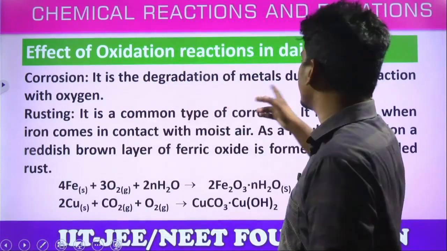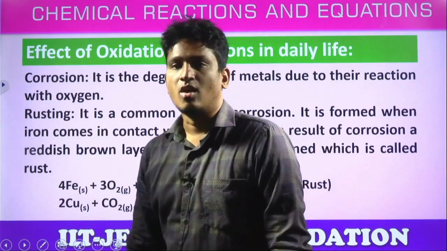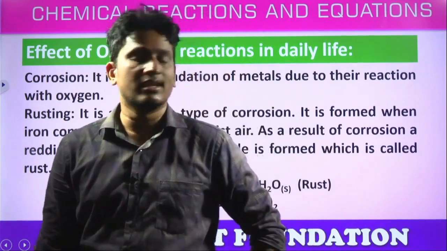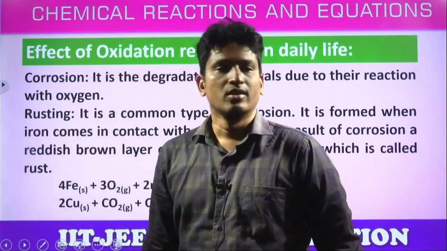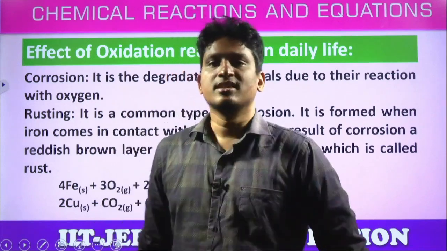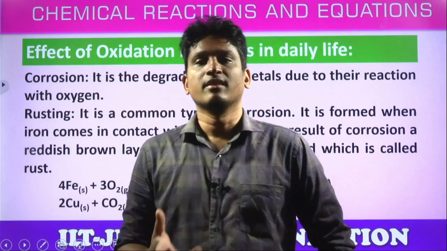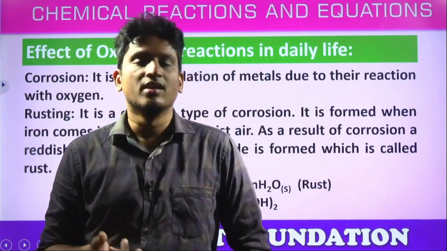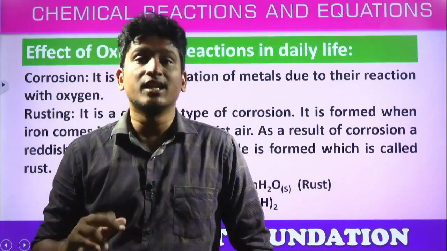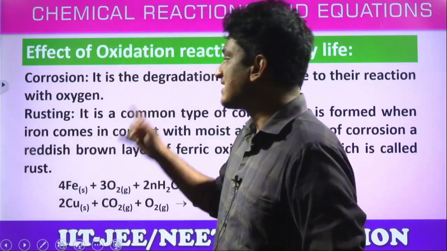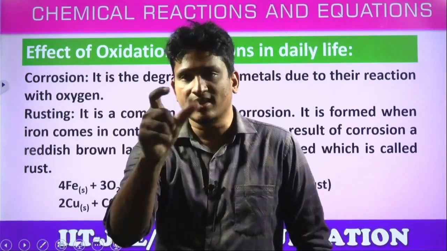Corrosion is a degradation of metals due to their reaction with oxygen. For example, a metal is there, or iron is there. Iron is a silver color. Over exposure to moisture, the silver becomes brownish color on the coating, on the surface. Why? Because iron undergoes oxidation and is converted into iron oxide. That process is called rusting, and the compound is called rust, iron oxide.